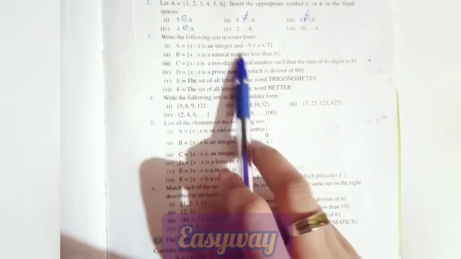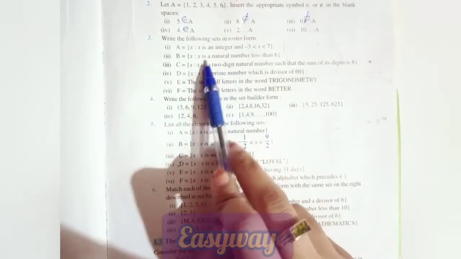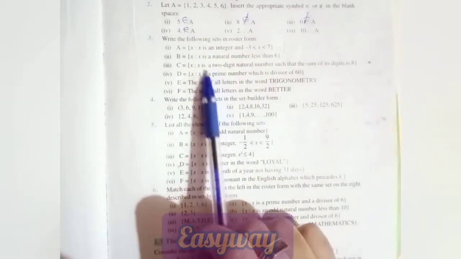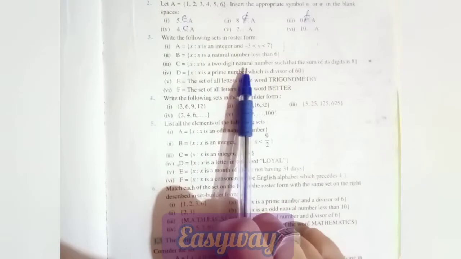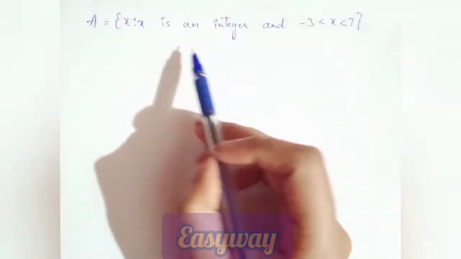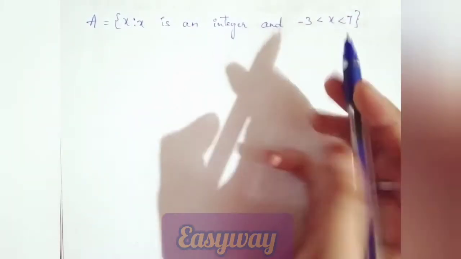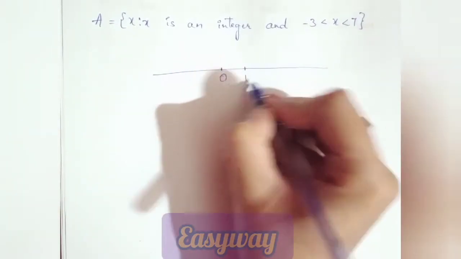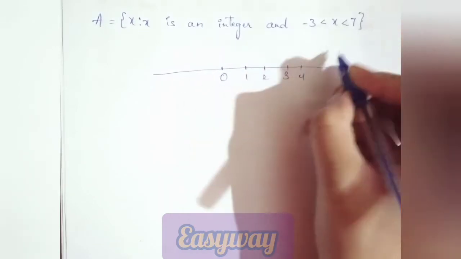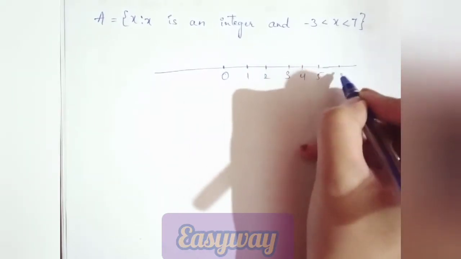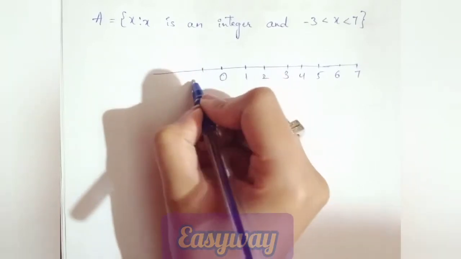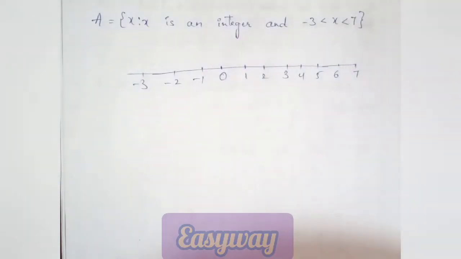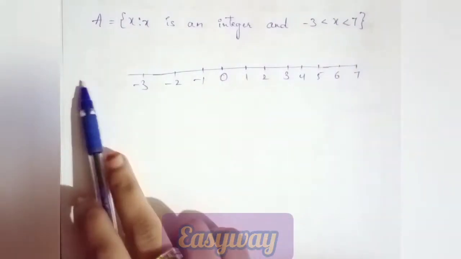Now they have given the following in set builder form. We have to convert it into roster form. They have given x is an integer. Let us draw a number line: 1, 2, 3, 4, 5, 6, 7, -1, -2, -3. We know these are all integers, right?